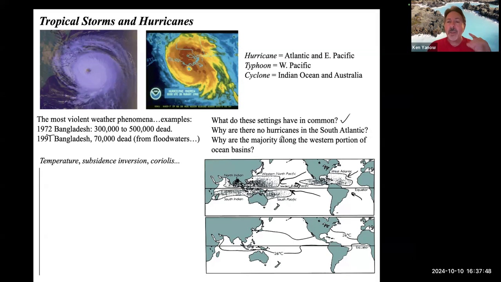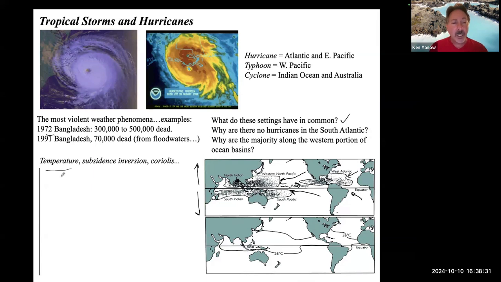So we know that the majority are along the western portion of ocean basins because of these easterly trade winds. What else do they have in common? You'll notice that you don't see any of these storms on the equator. And you don't see any on the equator because you need the Coriolis effect, because you have to have wind shear and rotation for these storms. Well, Coriolis at the equator, if you guys recall, is 0. Coriolis increases as you go to higher latitudes, north and south. And so because there's no Coriolis on the equator, you're not going to find any of these storms there.